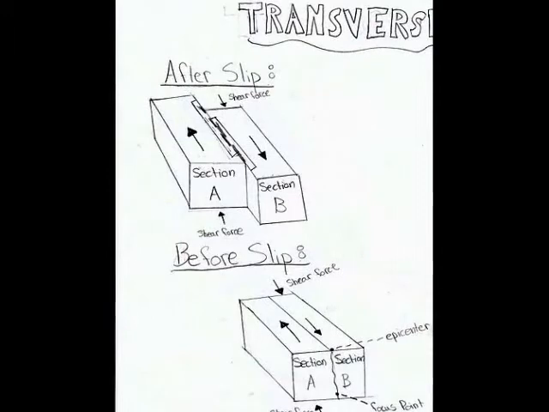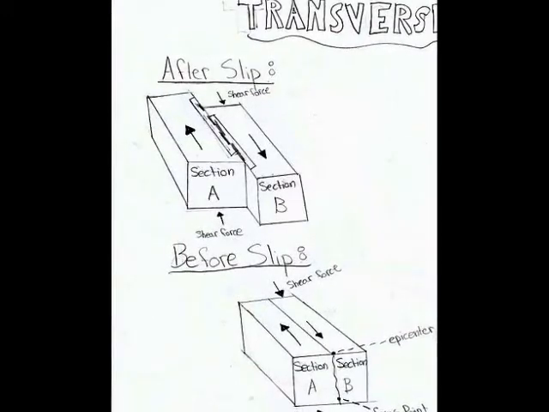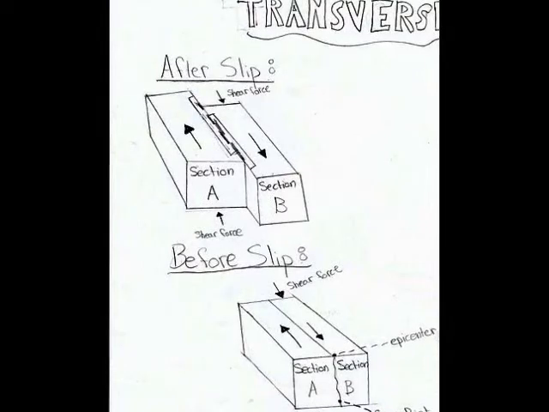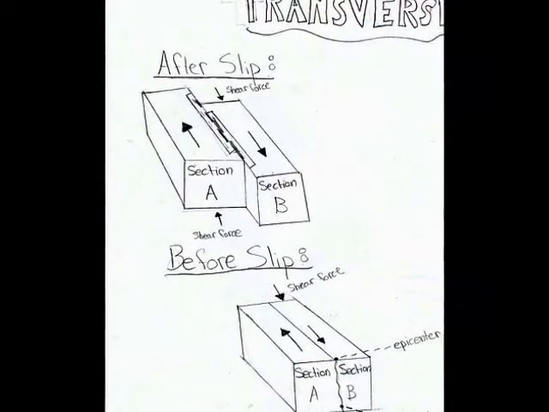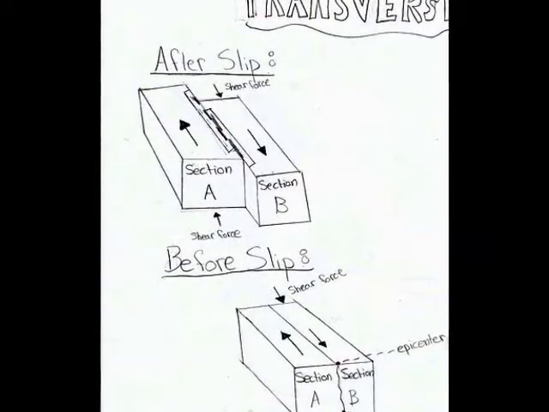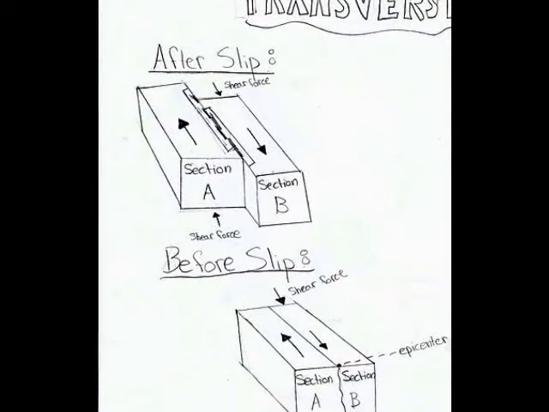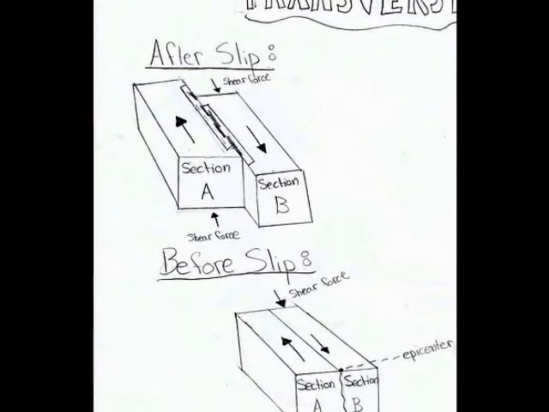This is a picture that I drew of a transverse fault before the slip occurs and after the slip occurs. Before the slip occurs, the two sections of rock are next to each other. In this picture, I am showing the shear force, the focus point, which is where the fault slips, and the epicenter, which is the point right above the focus point. As you can see, the shear force is pushing on opposite ends of the rock.